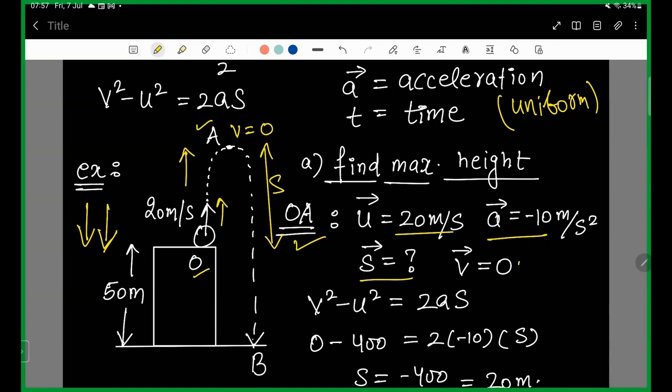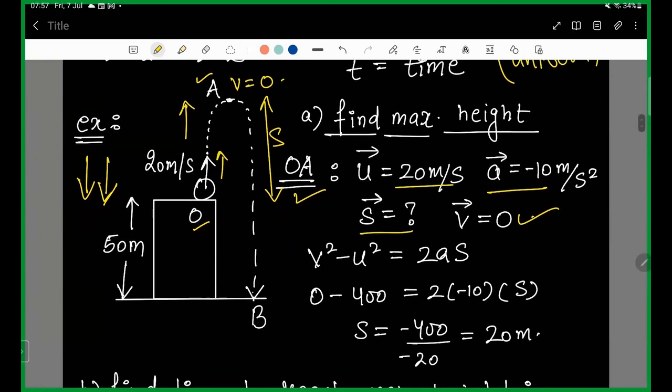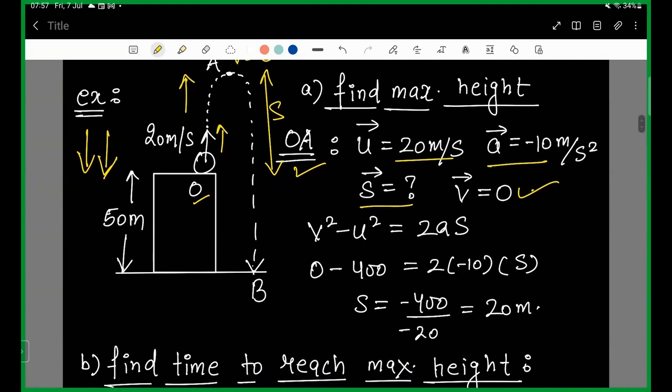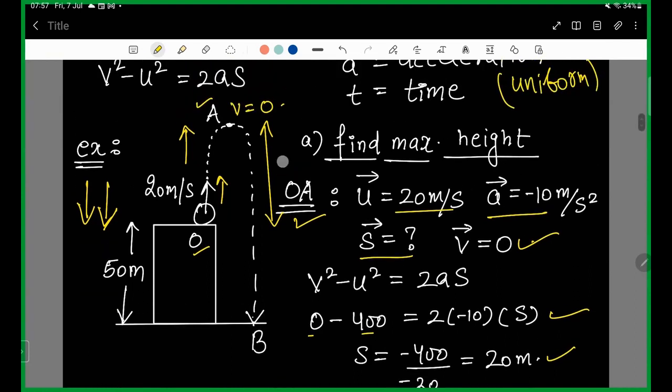And what about my final velocity? It will be 0. As I mentioned, at the top the velocity will be 0. The ball will slowly decrease its speed and ultimately it will become zero. So velocity is zero at the top. Let's apply a simple equation: v square minus u square equals 2as. v is 0, u square is 400. If you put all these values, you will get s equals 20 meters. It means the ball will go up by 20 meters.